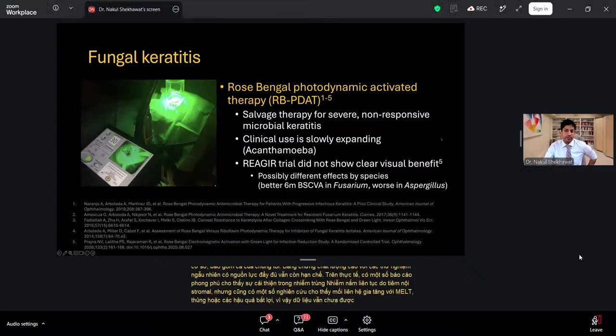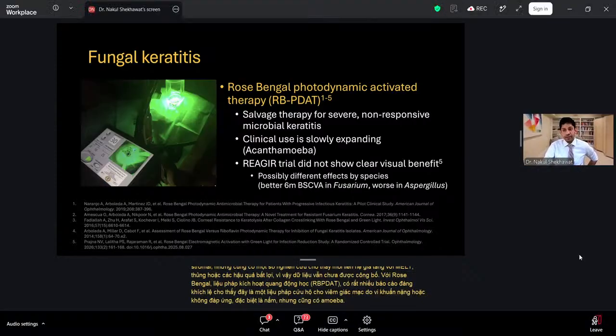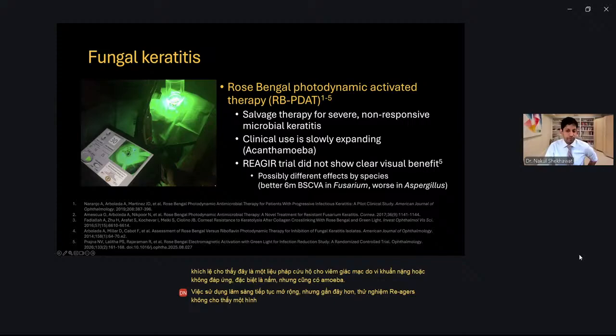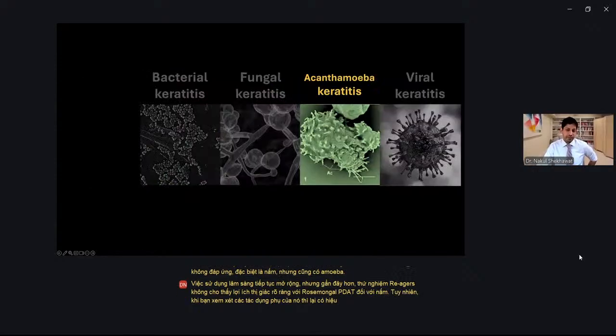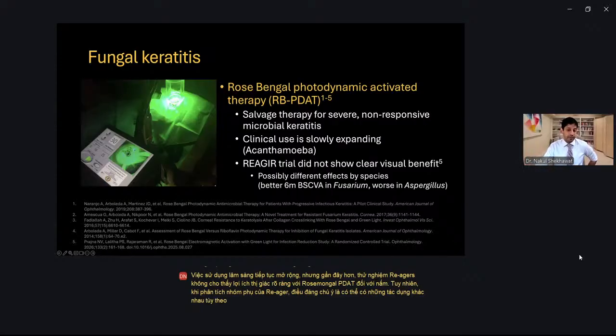With rose Bengal photodynamic activated therapy, or RBPDAT, there are many encouraging reports that this is a salvage therapy for severe or non-responsive microbial keratitis, particularly fungus, but also amoeba. Clinical use keeps expanding, but more recently, the REAGER trial did not show a clear visual benefit with rose Bengal PDAT for fungus. But when you look at subgroup analysis of REAGER, what was notable was that there may be different effects by species. There was better 6-month best corrected visual acuity in Fusarium, worse in Aspergillus. So the efficacy of rose Bengal may differ depending on which species of fungus you are treating.